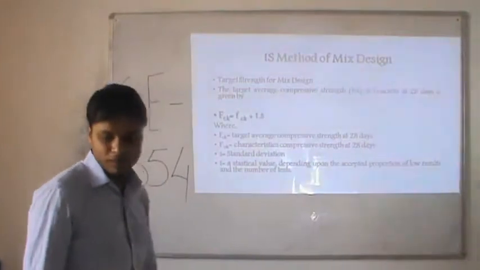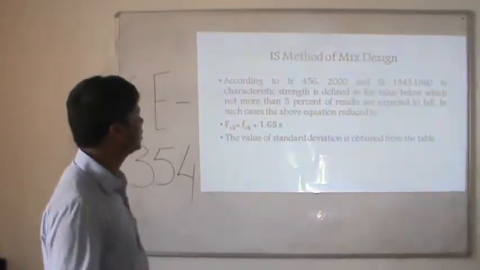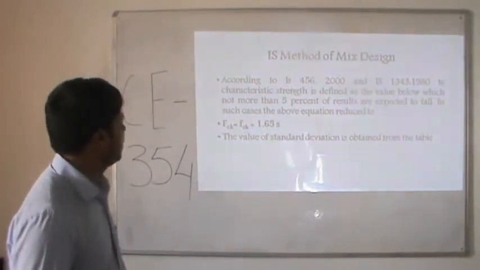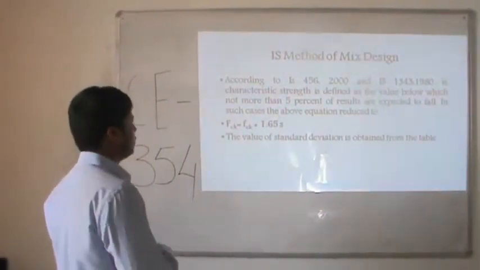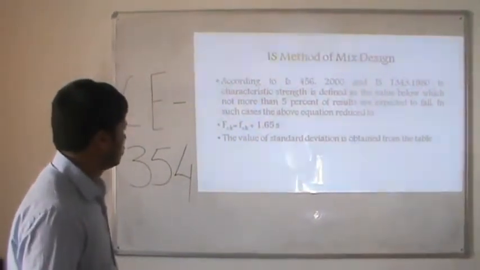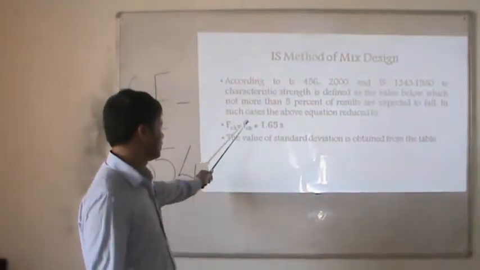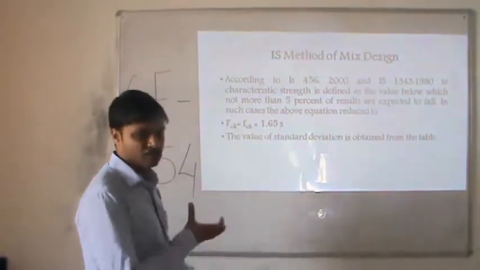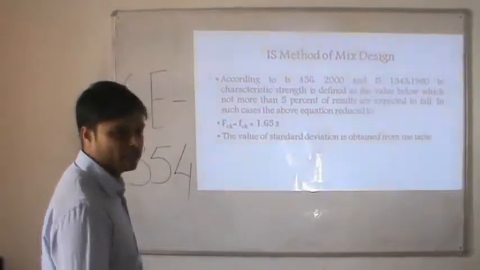So this we have to find, the capital FCK we have to find. According to IS 456-2000 and IS 1343-1980, the characteristic strength is defined as the value below which not more than 5% of results are expected to fall. So in such cases, the above equation is reduced to FCK equals FCK plus 1.65. So we take this equation as such, and then the statistical value will take and put the value in there.